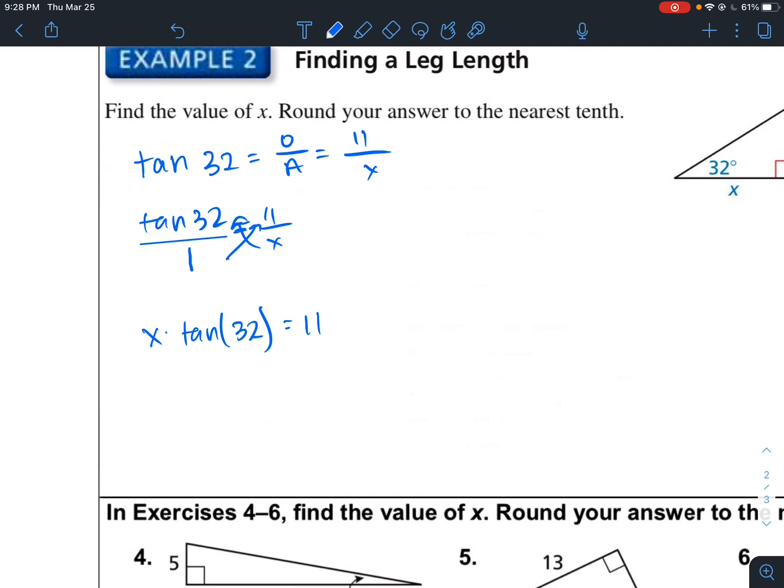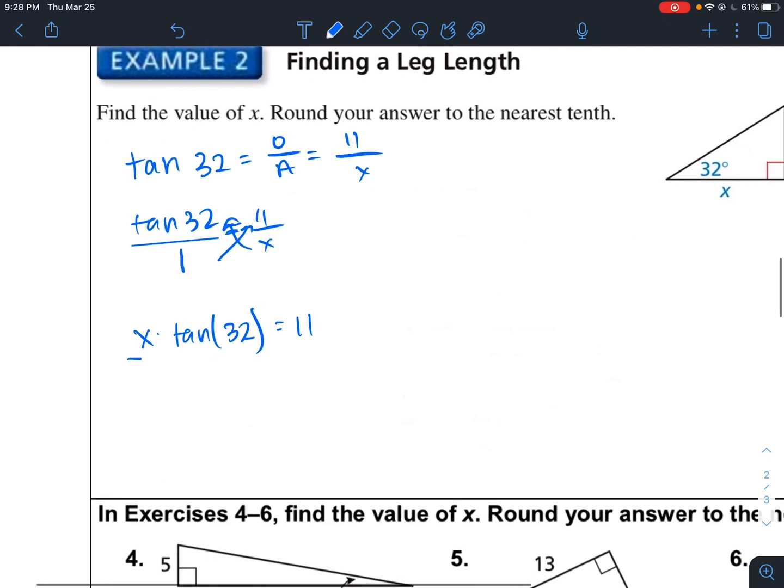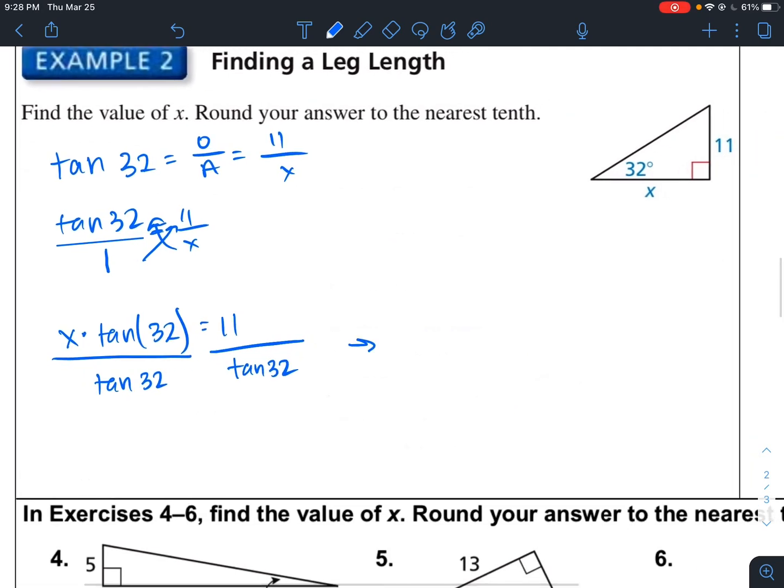Okay, now I'm still solving for x. So here I have to divide by the tangent of 32. Tangent of 32 is a specific number. Okay? It's a real number. And so I can divide by it because it's pretty much saying x times some number. So if it's being multiplied by it, then I can divide by it. So I do 11 divided by the tangent of 32, and so x is equal to 11 divided by the tangent of 32 degrees.